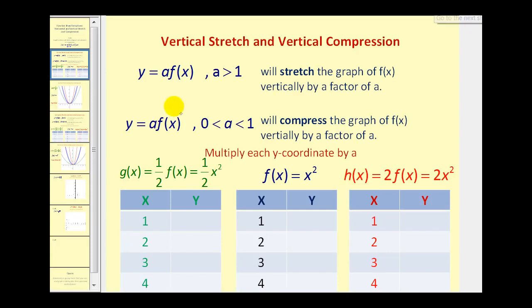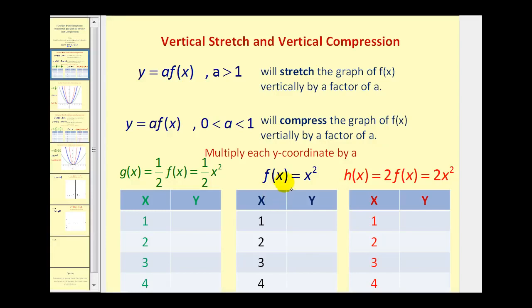So if we have y = a times f(x), where a is greater than 1, this will stretch the graph of f(x) vertically by a factor of a. And if we have y = a times f(x), where a is between 0 and 1, this will compress the graph of f(x) vertically by a factor of a.